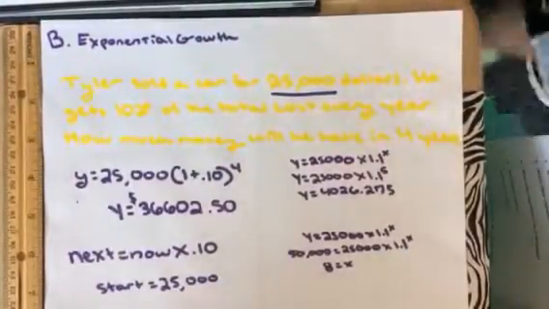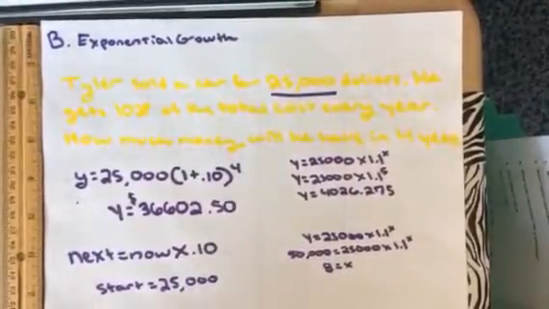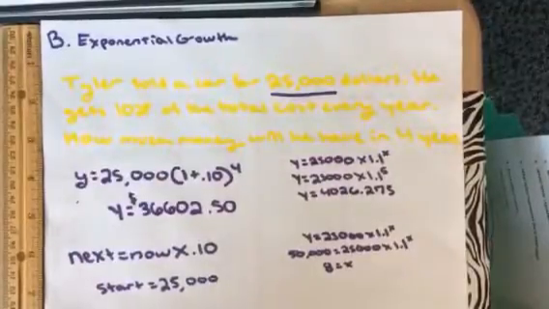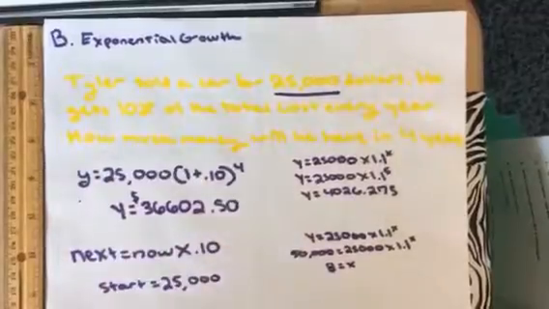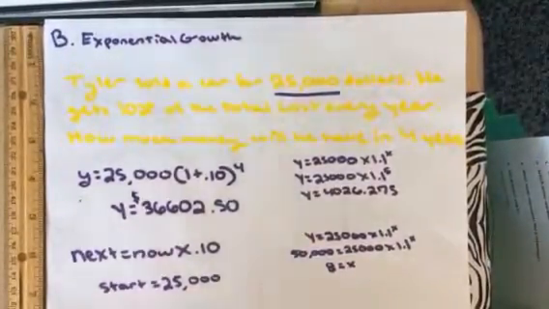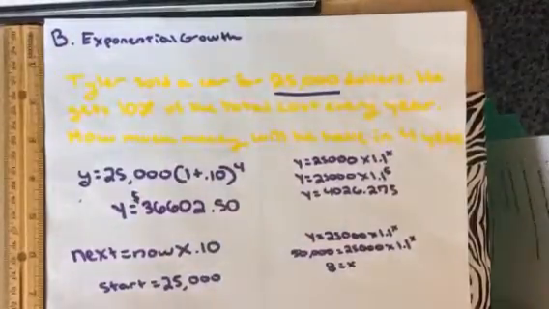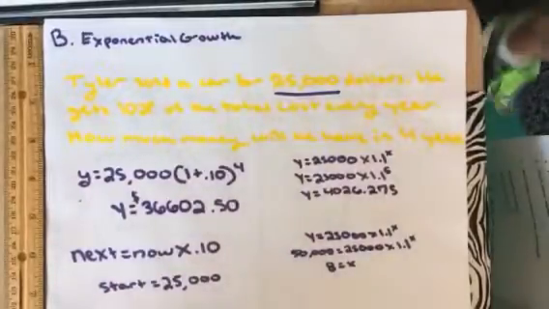Tyler sold a car for $25,000. He gets 10% of the total cost every year. How much money will he have in 4 years? So this is the equation, and you get 36,602.5. And next equals now times 0.10, and start is $25,000.